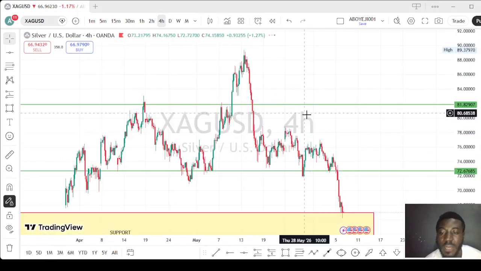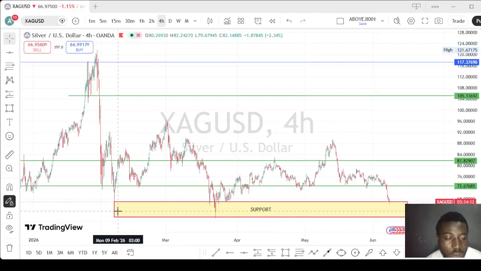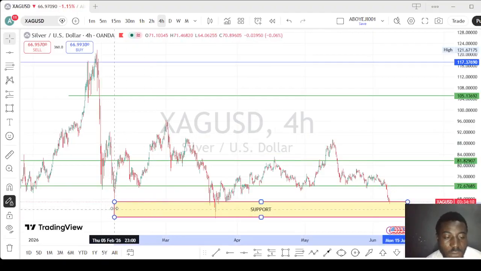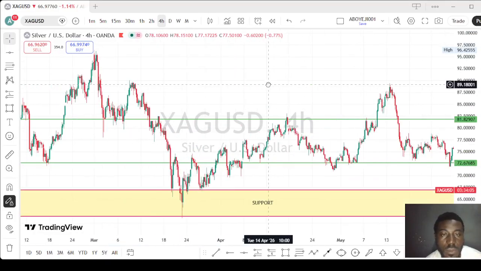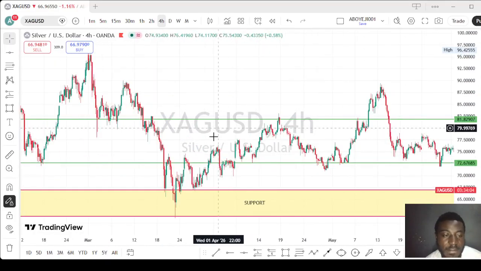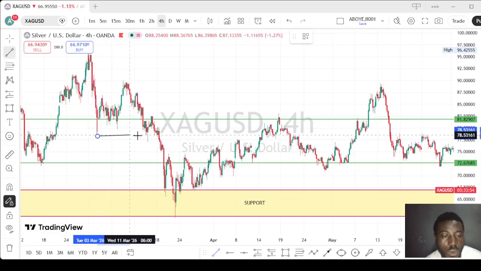So let's move to the 4 hour time frame. The 4 hour time frame is our analysis time frame. You guys be patient. This is what the market did on the 4 hour time frame. This is the break of structure.